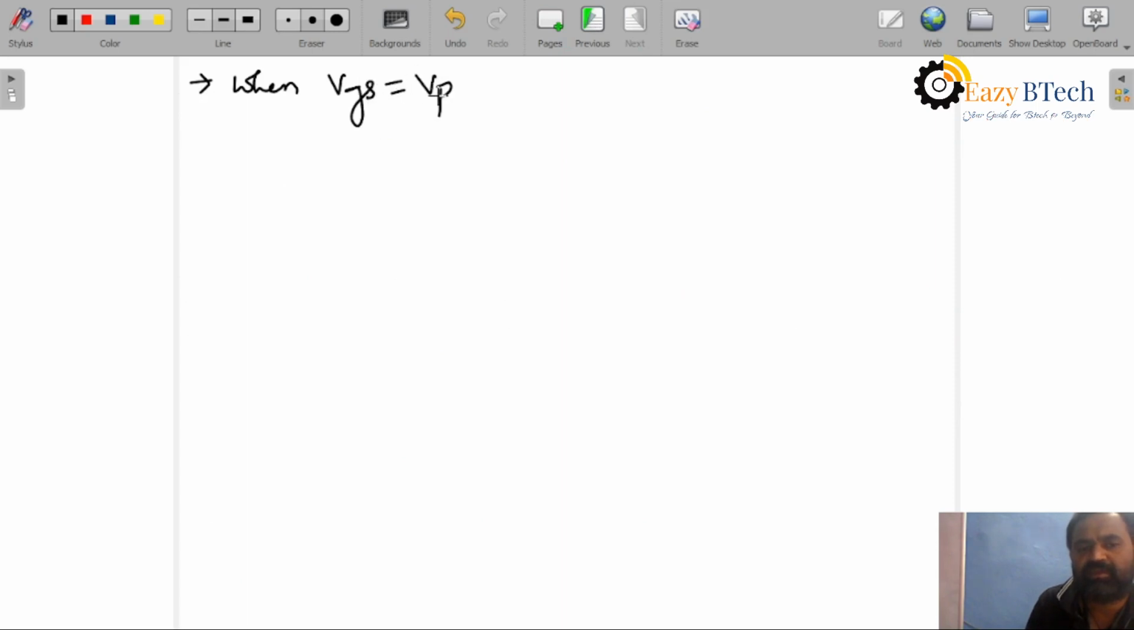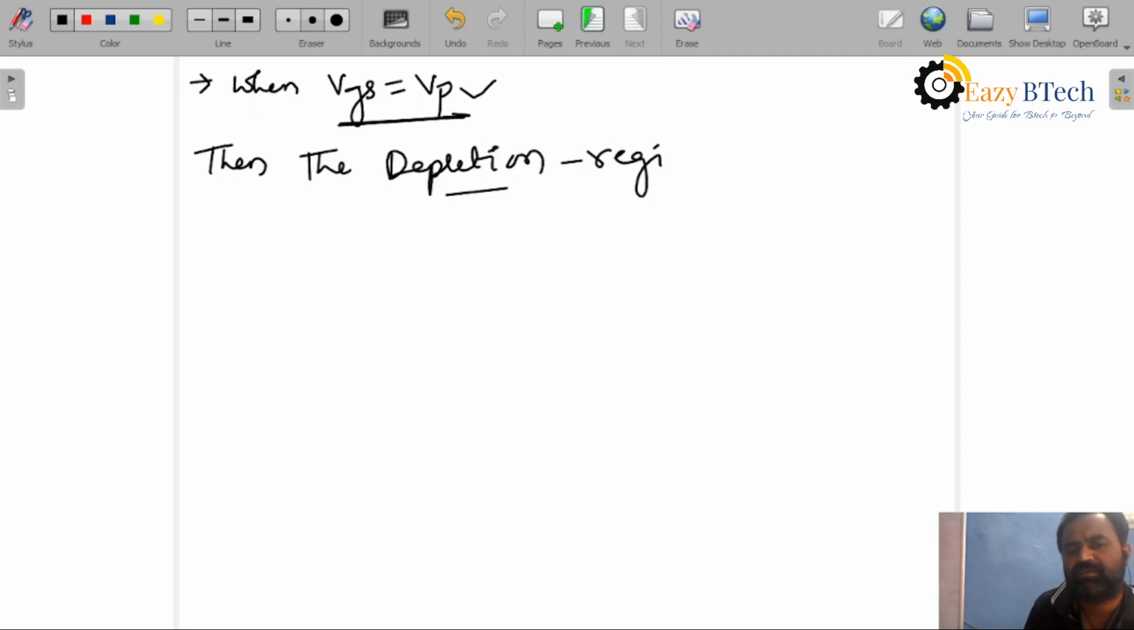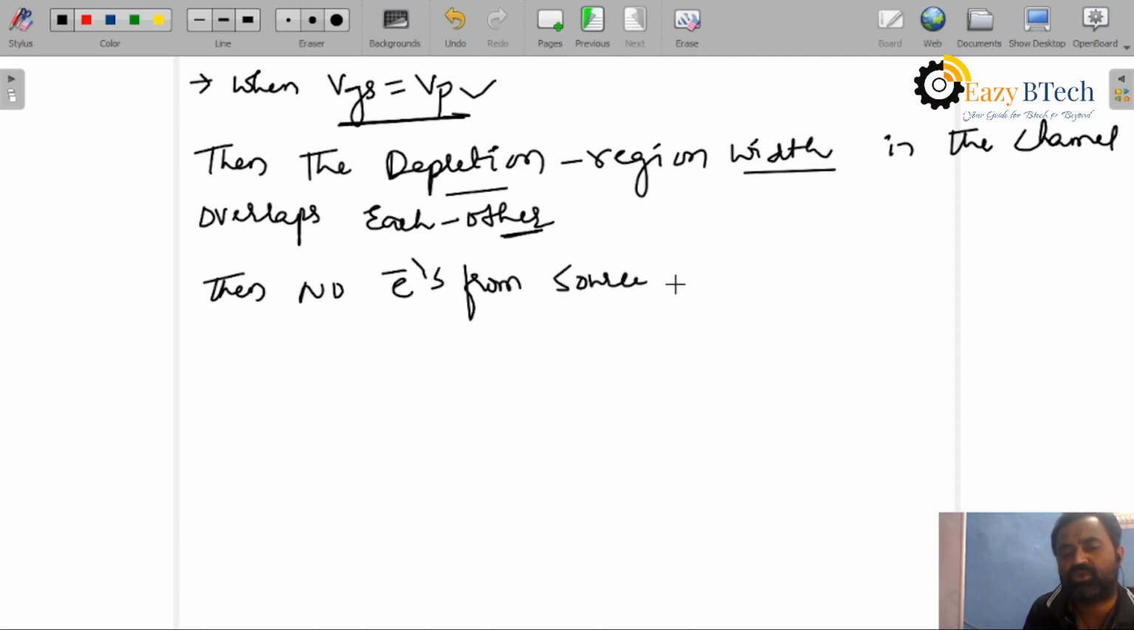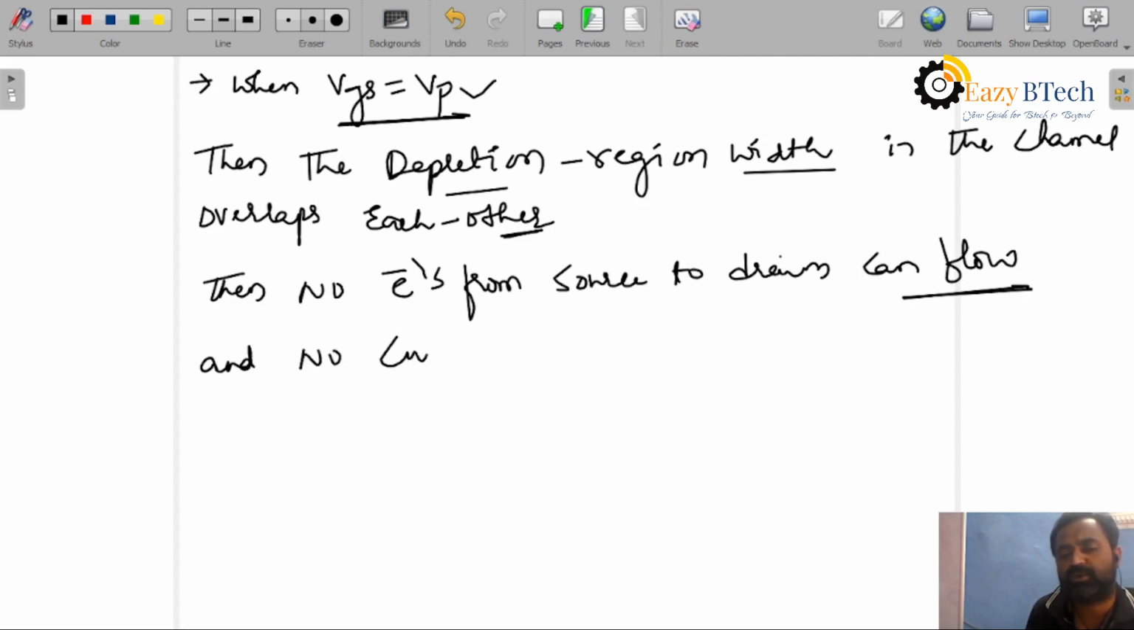When VGS is equal to VP, the depletion region width in the channel overlaps each other, then no electrons from source to drain can flow, and no current is produced. That is, IDS is 0 when VGS is VP.